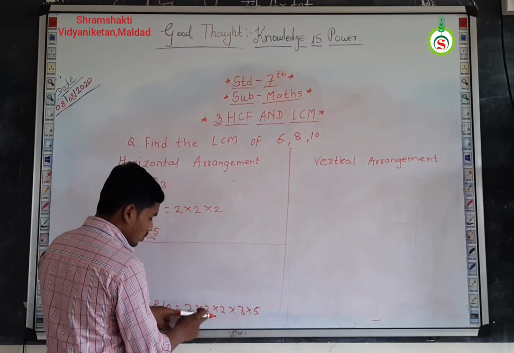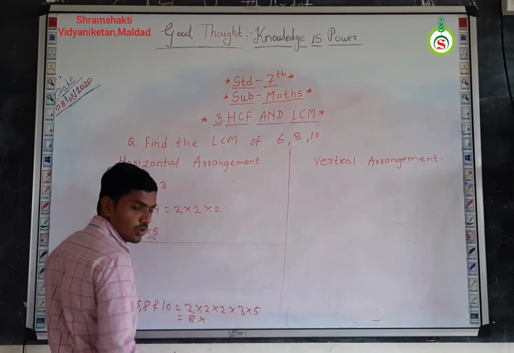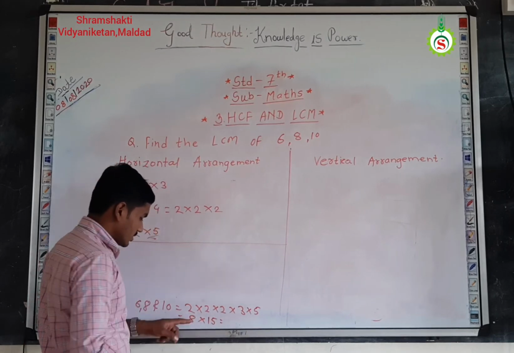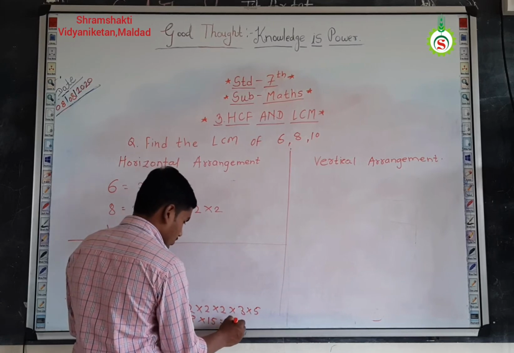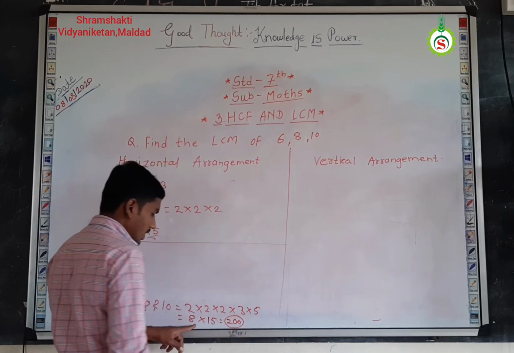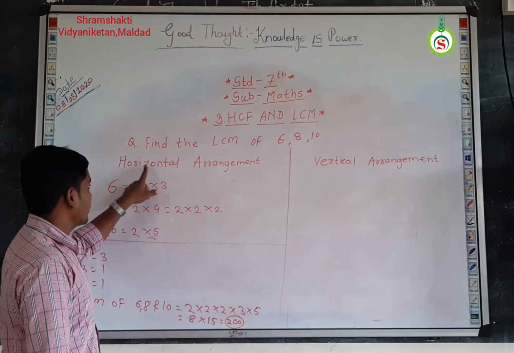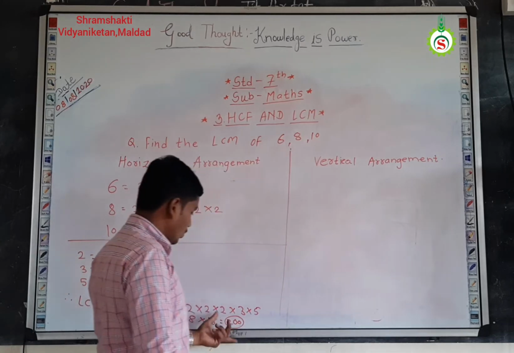That means 2 2s are 4, 4 2s are 8. 8 into 3 into 5. 3 5s are 15. So 15 8s are 120. Okay. So what is the answer? 120 is the answer. That means the LCM of 6, 8 and 10 is 120.